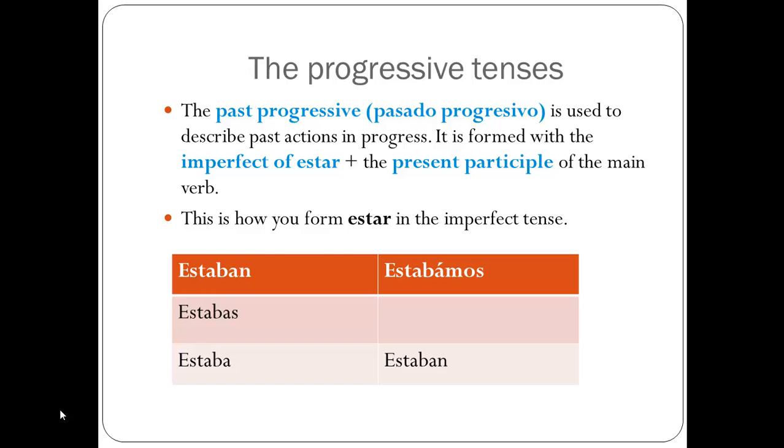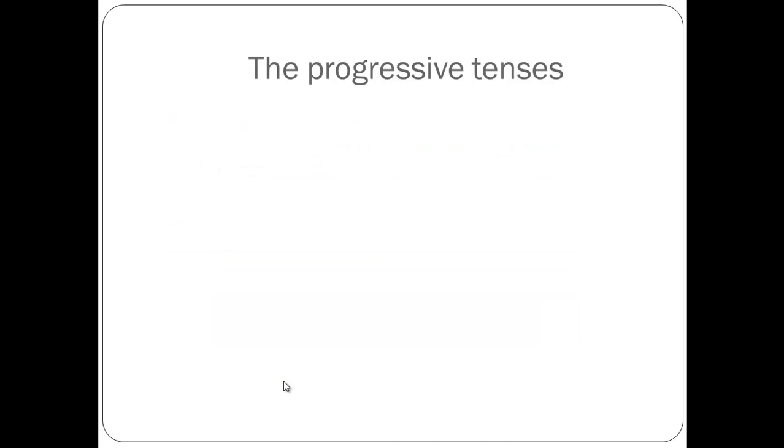Just a quick review of estar in the imperfect. We would say estaba. I'm sorry. Estaba, estabas, estaba, estábamos, estaban. Then we also use that with the present participle. And remember, the present participle is AR verbs ending with ando, and ER and IR verbs ending with yendo. So instead of saying she is eating it, we would say she was eating it. Ella estaba comiendo.